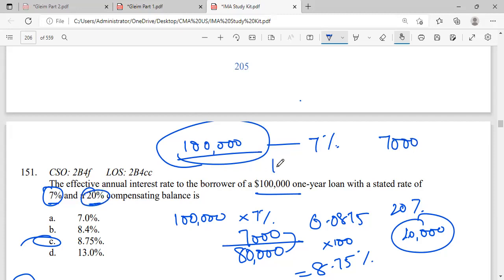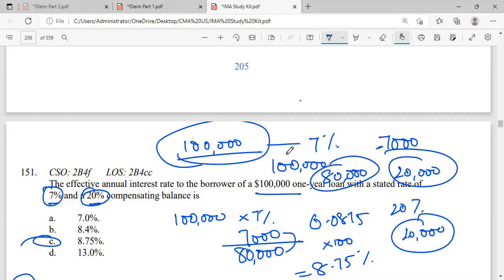So out of this 100,000, you are not able to use the complete 100,000. 20,000 should be kept at the bank only, as a compensating balance, which you need to maintain all the time. So basically, you are able to use only 80,000. You are paying this 7,000 on the amount used, which is basically 80,000 only. So this 20,000 becomes a compensating balance, set aside, not to be used as a fund.